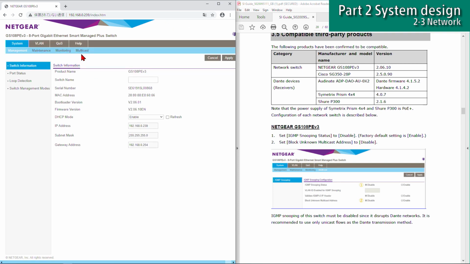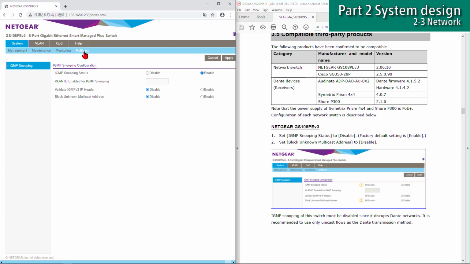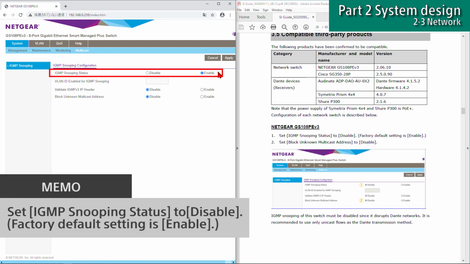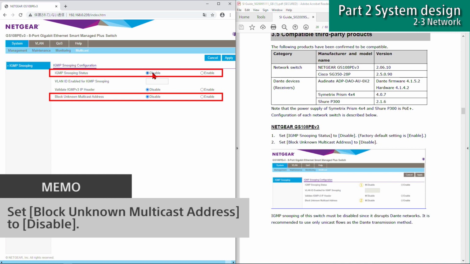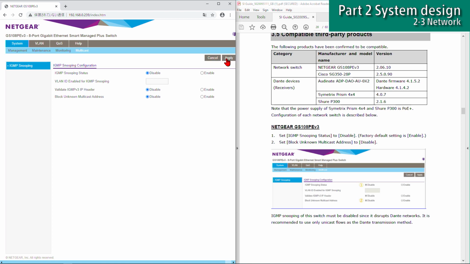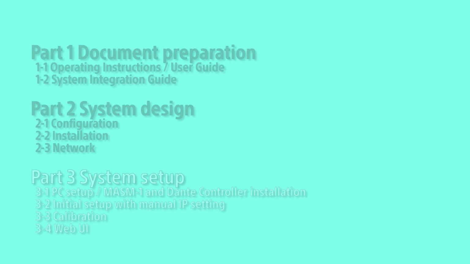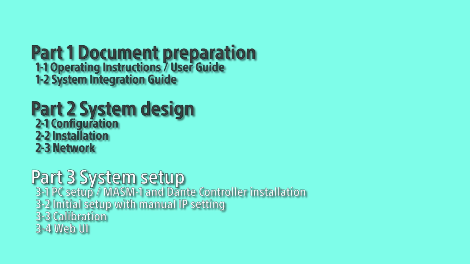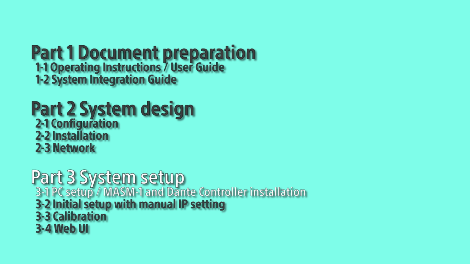So click multicast, then you can find the IGMP snooping configuration. IGMP snooping status default is enabled, so you need to change from enable to disable. Simultaneously, please check that block unknown multicast address should be disabled. Then apply. That's it. Okay, let's go to System Setup, Part 3, Section 1, PC Setup and Application Software Installation.